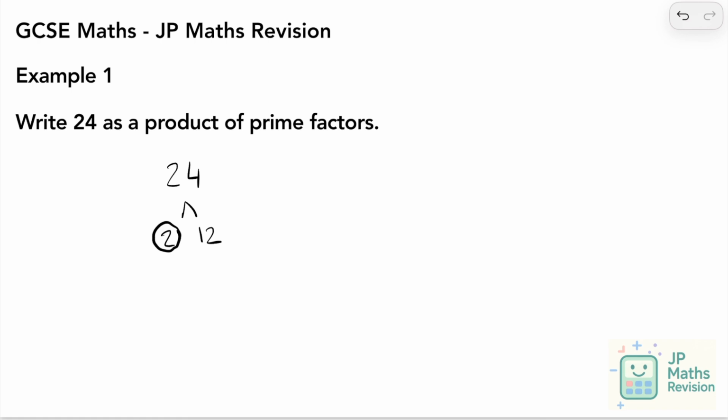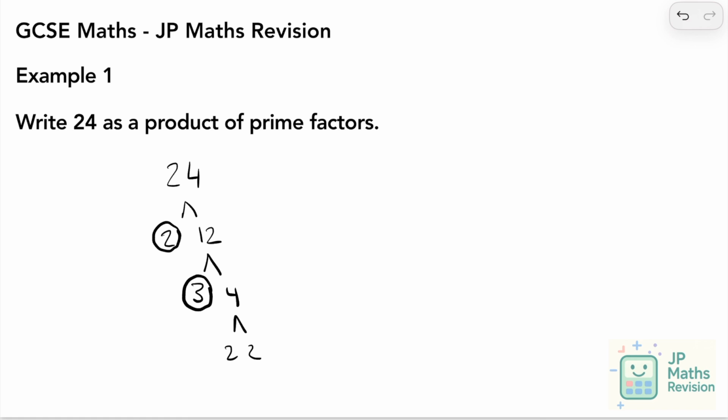So I'm going to circle it. But 12 is not a prime number. The reason why 12 is not a prime number is it can be broken down into two factors. We could have, for example, 3 and 4. So now I'm going to look at 3 and 4 and think, are any of these numbers prime numbers? Looking at these numbers, 3 is a prime number because the only factors of 3 are 1 and 3. But 4 is not a prime number because 4 can be broken down into 2 and 2.